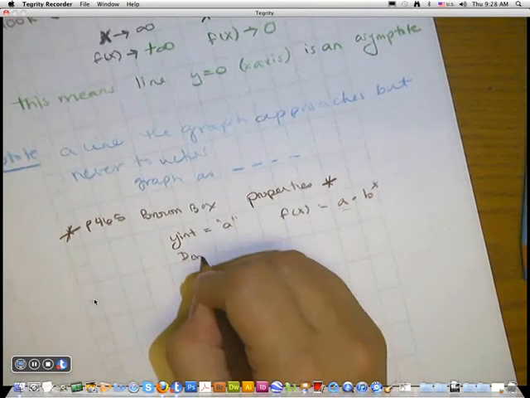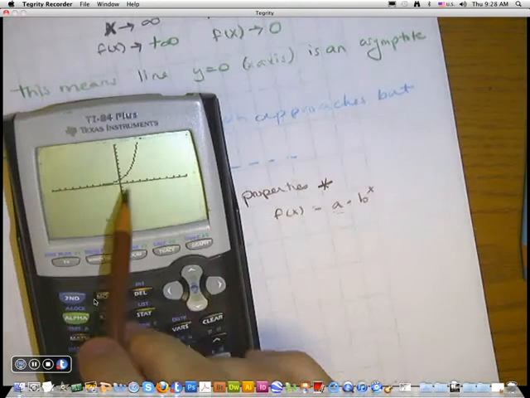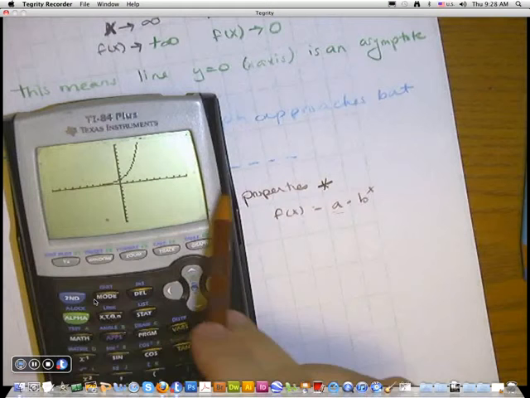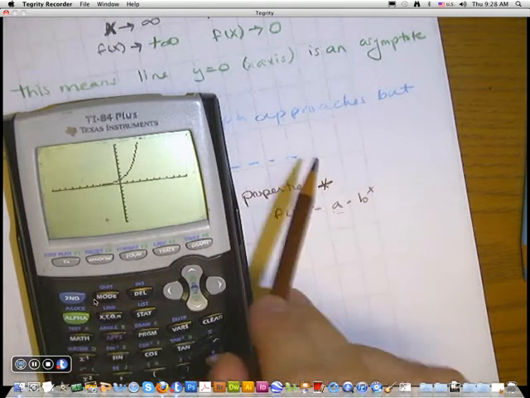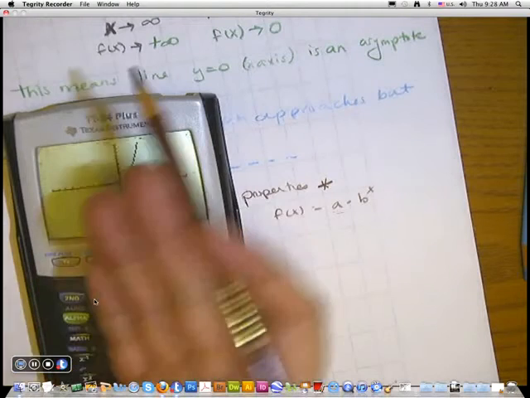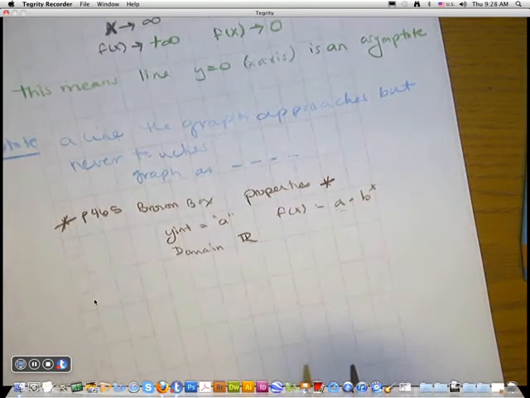The domain of every exponential, how far left and right does the picture go? Well, the picture is going to go forever to negative infinity, forever positive infinity, and it doesn't matter how we change that picture, the domain will always be all reals.